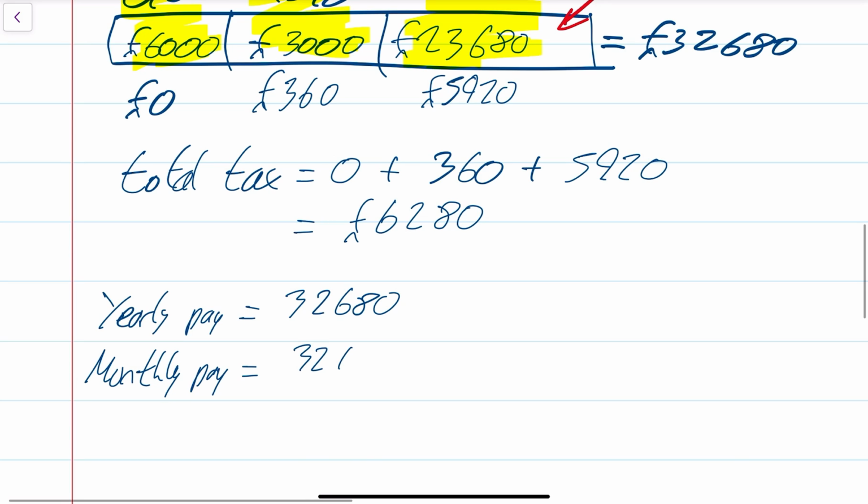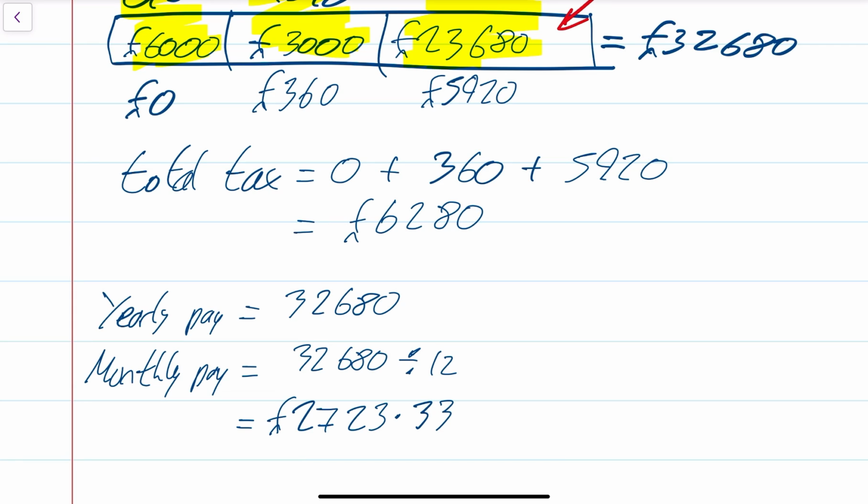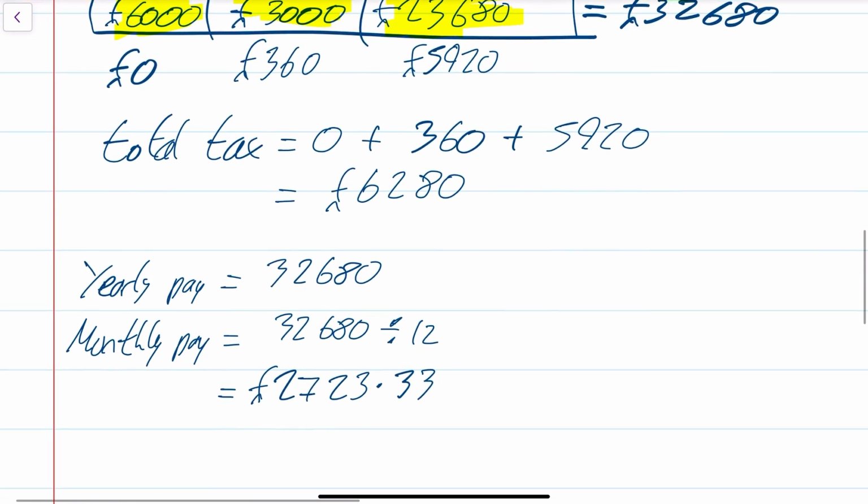It's going to be, obviously there's 12 months a year. So 32,680 divided by 12, which works out to be, it's a nasty wee amount, and that's going to be 2,723, and then 0.33 recurring, so 0.33, just 2 decimal places, that's it.